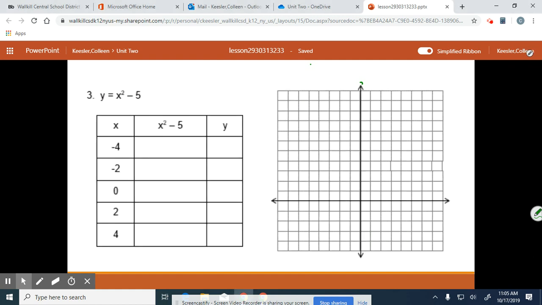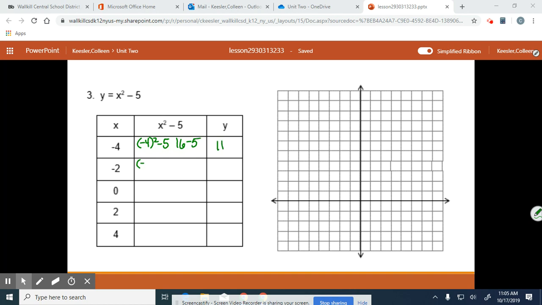Okay, so 3y equals x squared minus 5. Although this kind of looks like it's in slope-intercept form, we've never seen an exponent before. So let's see what happens here. Now, again, I plug in that -4. I get -4 all squared minus 5. When you're squaring, you're multiplying the number by itself. So that's -4 times -4, which is 16 minus 5, or 11.